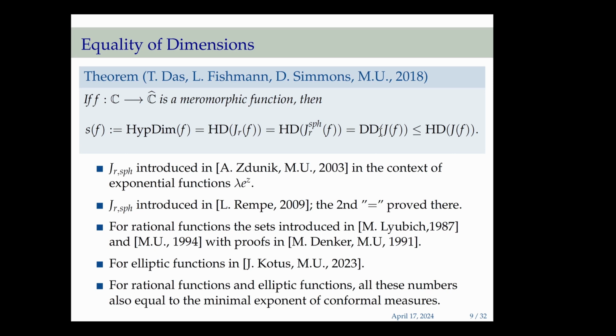Now the question is, what is the relation between this number S of f, equal to all of them, and the Hausdorff dimension of the Julia set? That is, how well the Julia set is approximated or exhausted by hyperbolic behavior.